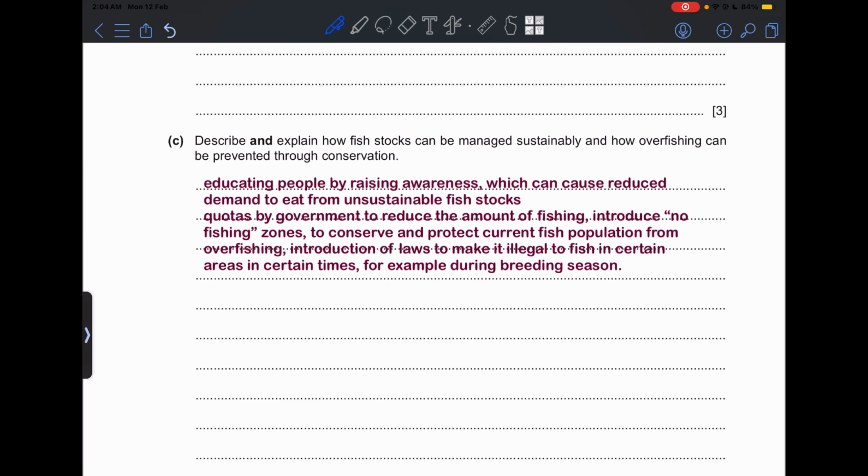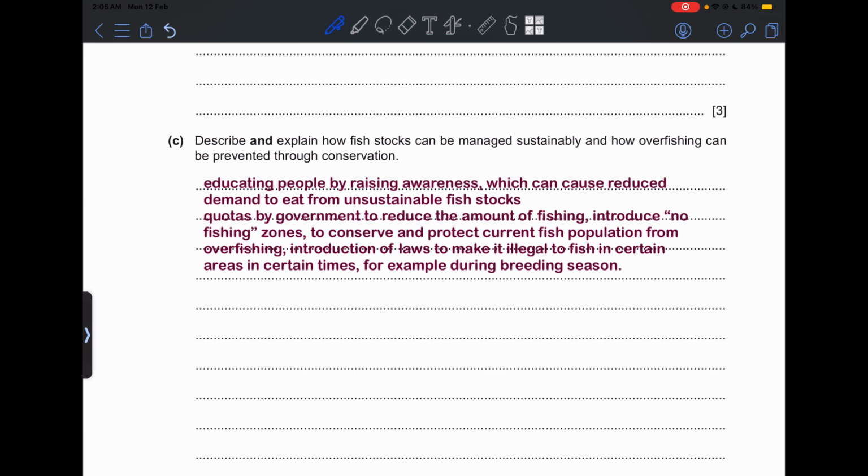Quotas by government to reduce the amount of fishing, introduce no fishing zones. So the government also has to intervene in this problem. They have to make laws, they have to introduce quotas, which means there is a limit on the amount of fishing that will happen in an area, or an overall limit on fishing. So there will be boats belonging to the police or officers that will prevent people from going to a certain area to fish. And if they are caught fishing, there should be laws to make it illegal so that they can protect and conserve the current fish population.